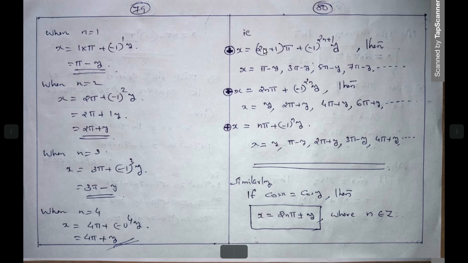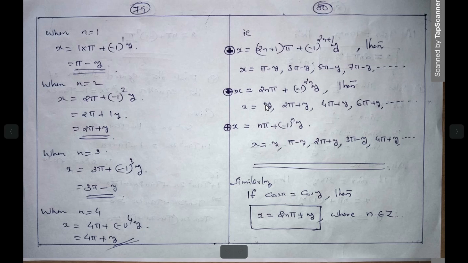Generally, for the first equation, that is x is equal to n pi plus minus 1 whole raised to n plus 1 into y, we got x as what? Pi minus y, 3 pi minus y, 5 pi minus y, 7 pi minus y, and so on. For the second equation, x is equal to n pi plus minus 1 whole raised to 2n into y, we got x is equal to y, 2 pi plus y, 4 pi plus y, and 6 pi plus y, and so on. For the third equation, x is equal to n pi plus minus 1 whole raised to n into y, we got x is equal to y, pi minus y, 2 pi plus y, 3 pi minus y, 4 pi plus y, and so on. So look at this one, here x is equal to y.